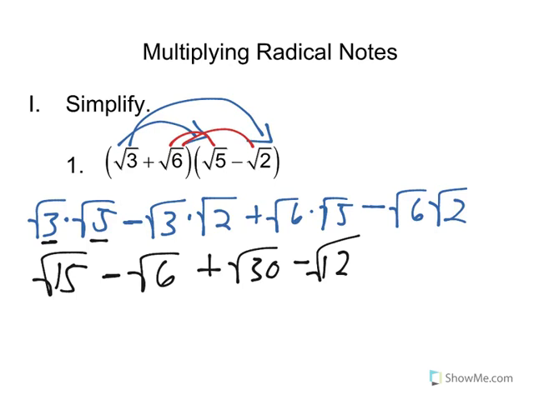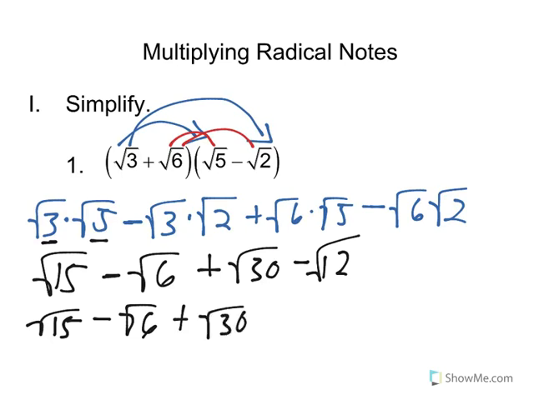Then in the next part, I need to simplify them first. Well, square root of 15 only breaks down into 3 and 5. I can't simplify either of those, so I'm just going to leave it as square root of 15. Square root of 6, again, I can't simplify anything about that one, so it stays. Square root of 30, if you go through all your perfect squares, you're not going to find any, so it's just square root of 30.